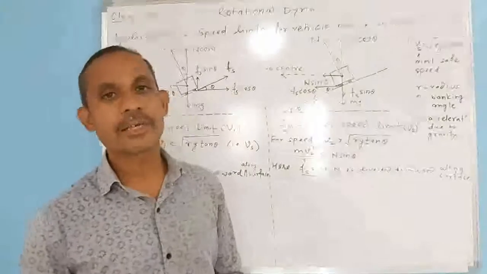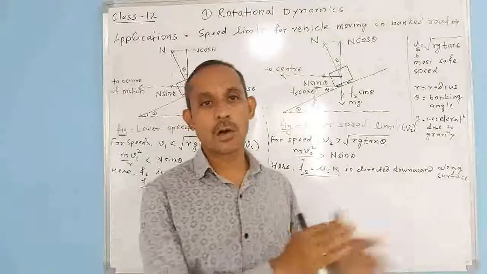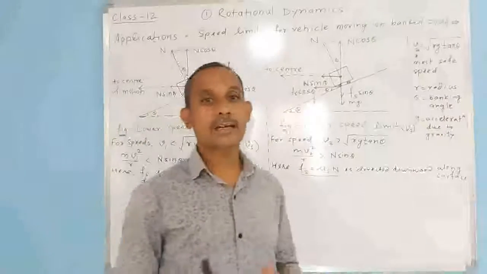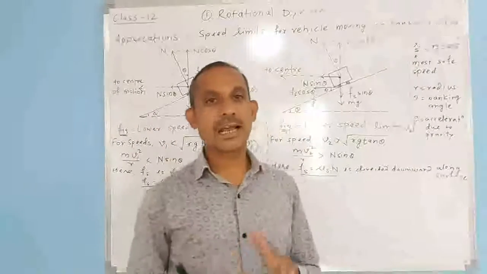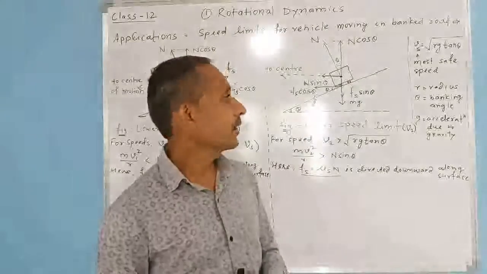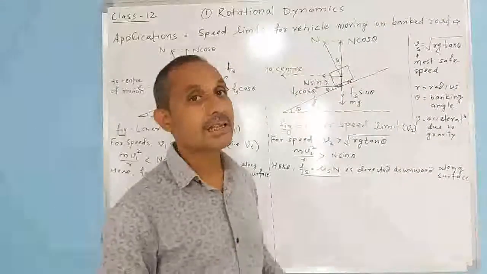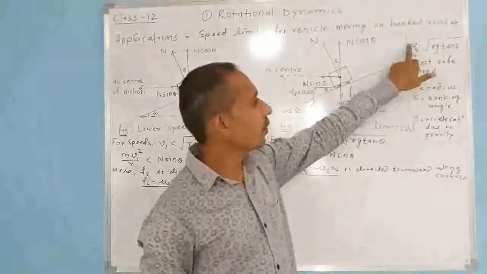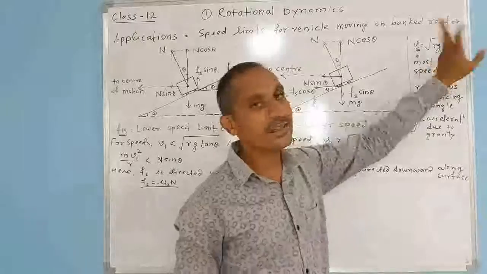and that second application was a vehicle which is moving along the banked curve road, and for the banked curve road the vehicle has a certain speed limit, and that speed limit we had derived last time. The equation was Vs is equal to under root Rg tan theta.